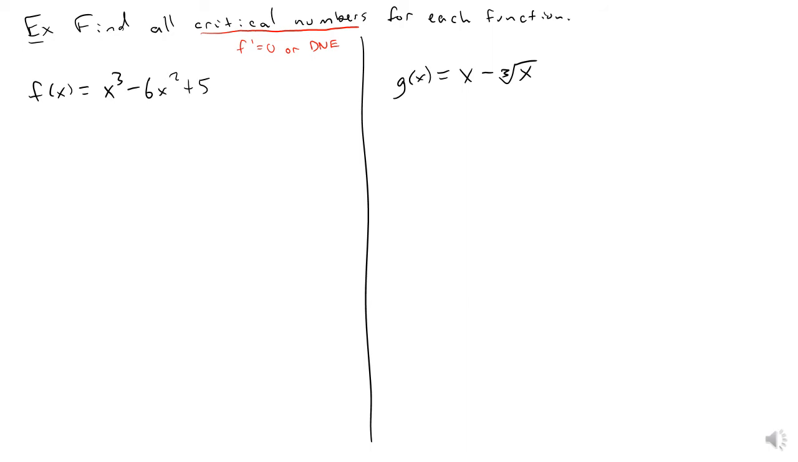Alright, so in this first example, if we're going to find out where the derivative is 0 or where the derivative doesn't exist, first we need to know what the derivative is. This one's pretty straightforward: 3x squared minus 12x. And now to find the critical numbers, again, there's two things we need to check. First, are there any places where f prime equals 0? And second, are there any places in the domain of the original function where the derivative does not exist?